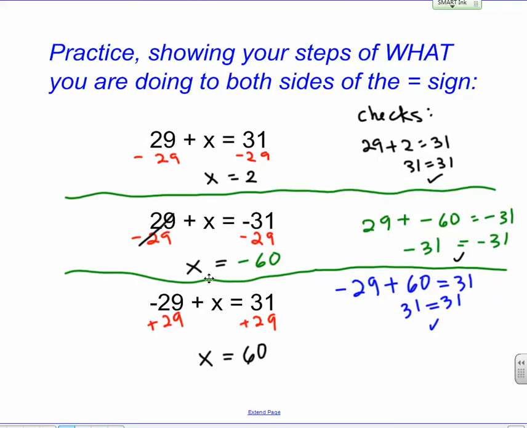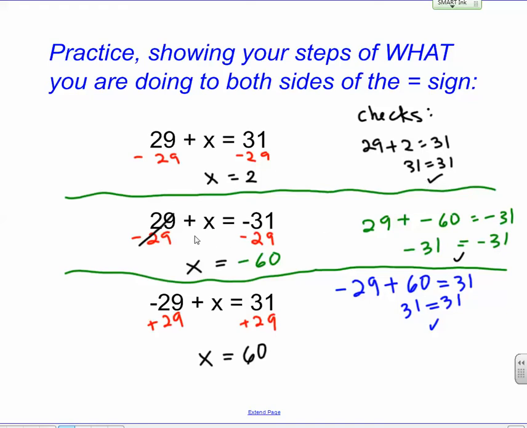So we practiced 3 different types of problems with the same numbers, only some were positive and some were negative, on your slates, and you had to show me your algebraic steps. So just to review, for this one we subtracted 29 from both sides. We got x equals 2. We showed our check by taking out x and substituting 2, and 29 plus 2 is 31, and 31 on the left equals 31 on the right, so you know that you're correct.